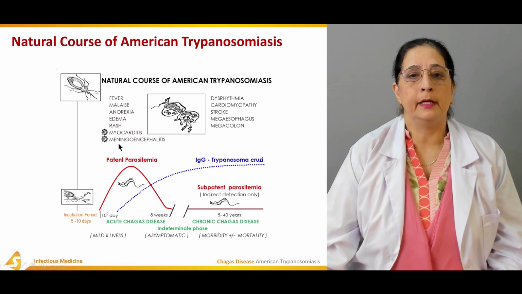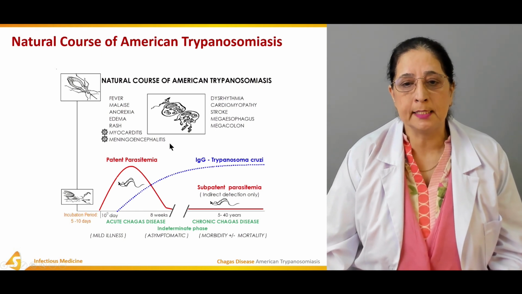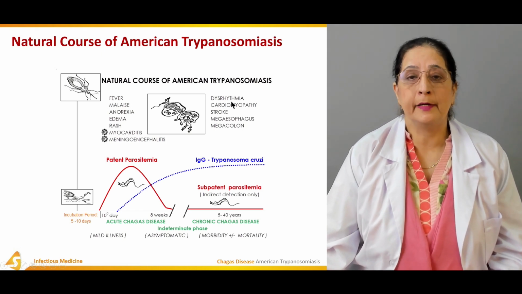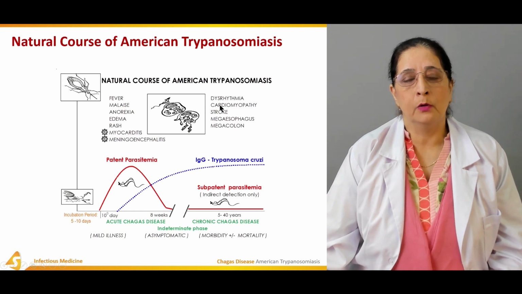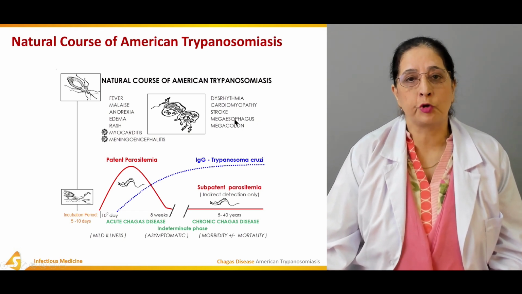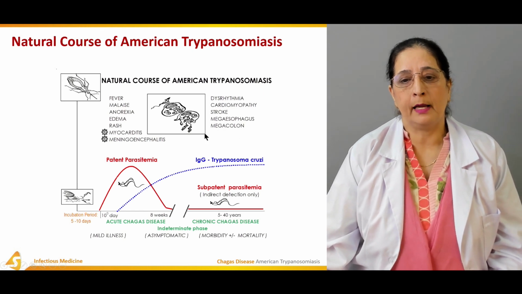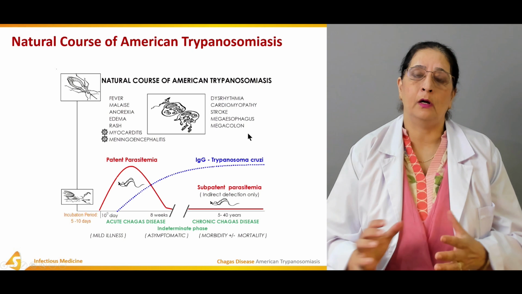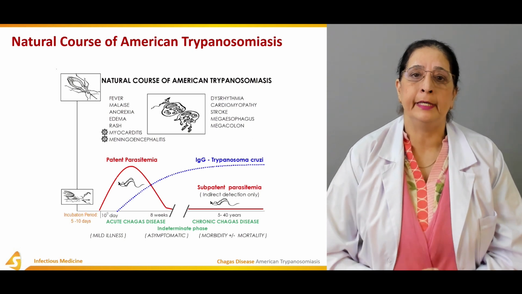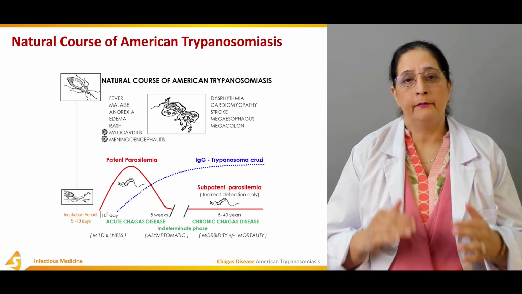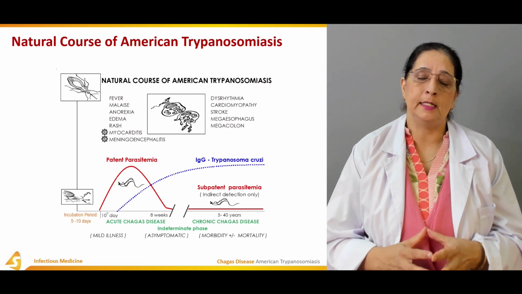There is meningoencephalitis, dysrhythmia, cardiomyopathy, stroke, megaesophagus and megacolon. So all these are the severe implications that can occur with chronic Chagas disease.